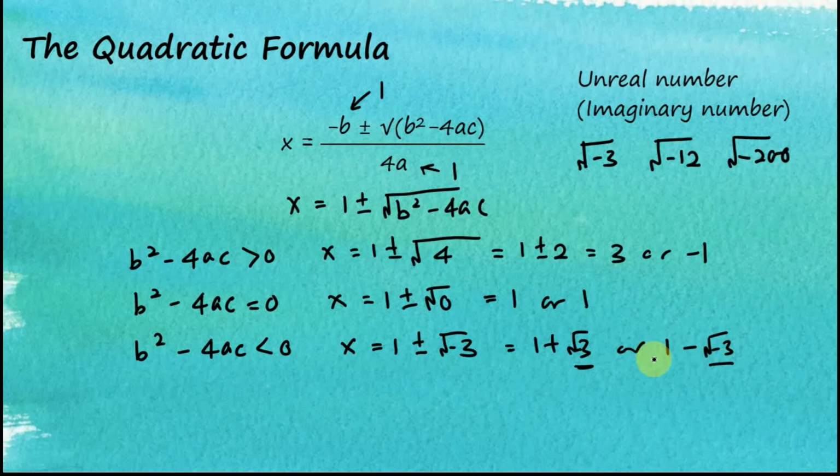So from here we can see that the types or natures of roots are determined by b squared minus 4ac. If b squared minus 4ac is greater than 0, then we are going to have two real and distinct roots. If b squared minus 4ac is equal to 0, then we are going to have two real but equal roots. And if b squared minus 4ac is less than 0, we are going to have two distinct but unreal roots.